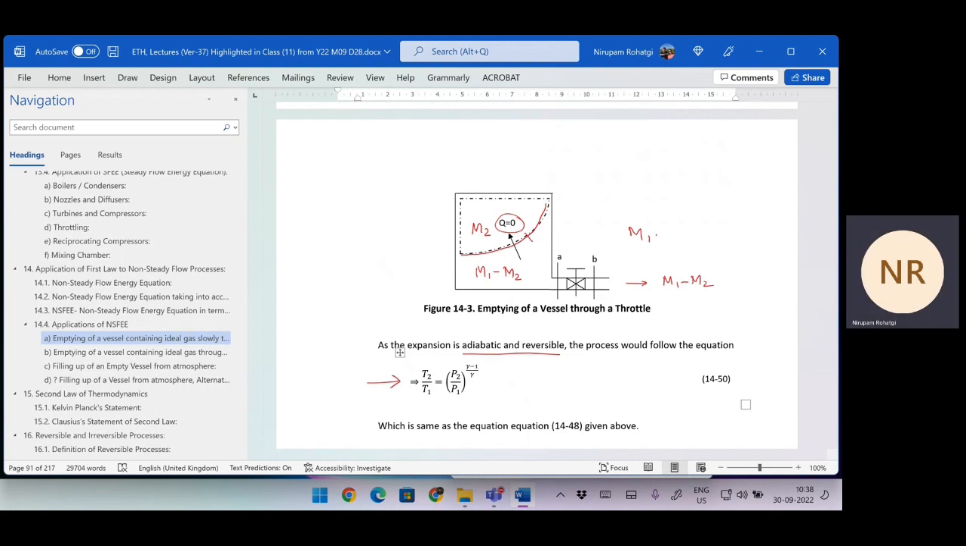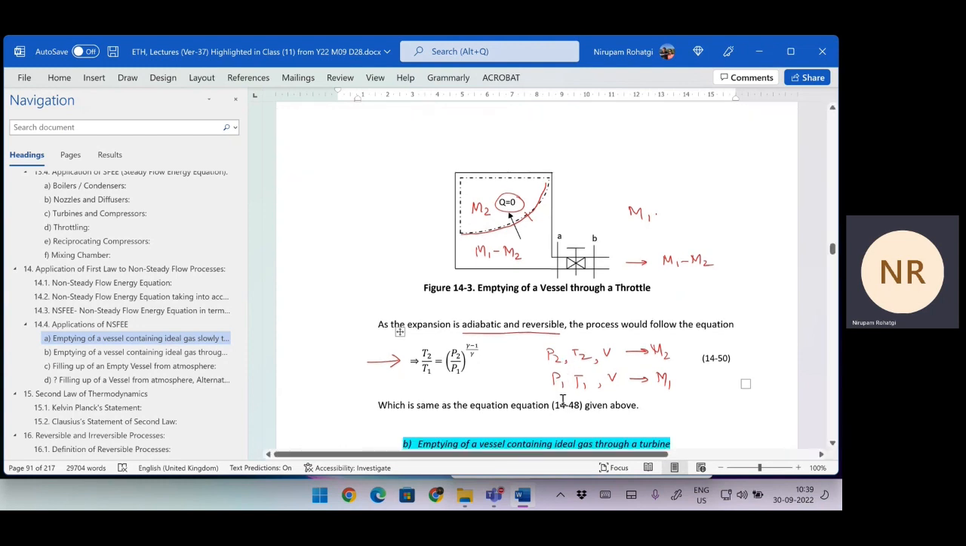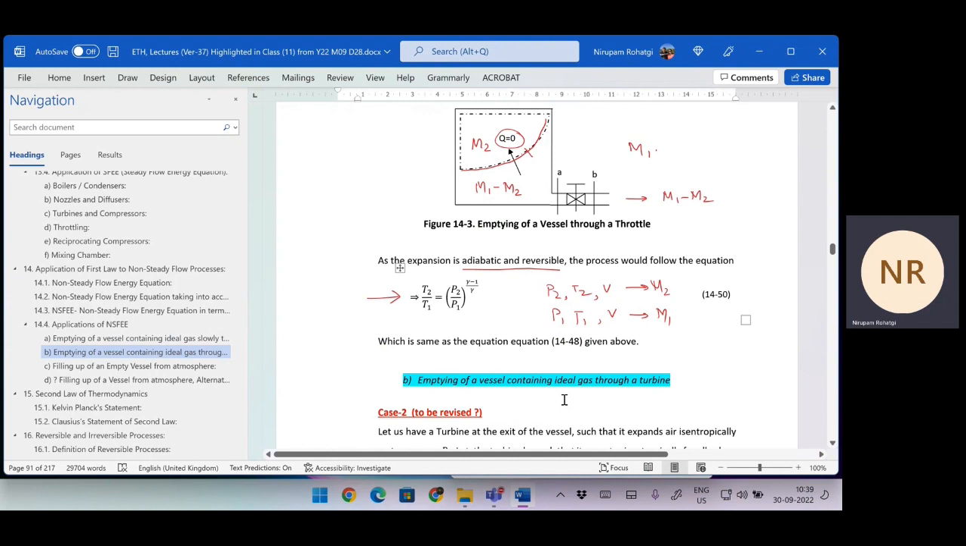And here now you can replace P2, T2. You can use this and V1, V and P1, T1, V. This will give you M2 and this will give you M1. And you can get back the equation T2 by T1 raised to power, in terms of mass, which we have got. You can try that equation and we can get this equation.